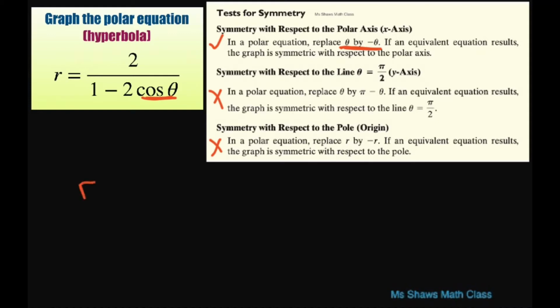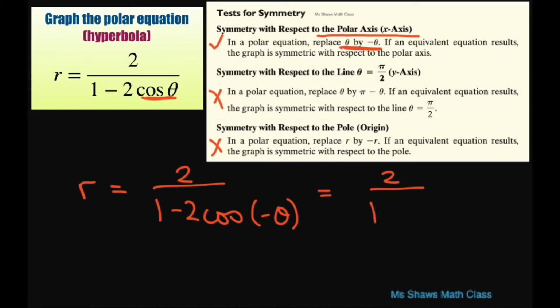For r equals 2 divided by 1 minus 2 cosine theta, if we want to test with respect to the polar axis, which is the x-axis, that means we're going to replace theta with negative theta. And if we get the equivalent equation, then it is symmetric. Since cosine is an even function, that turns to positive. So that does check out.